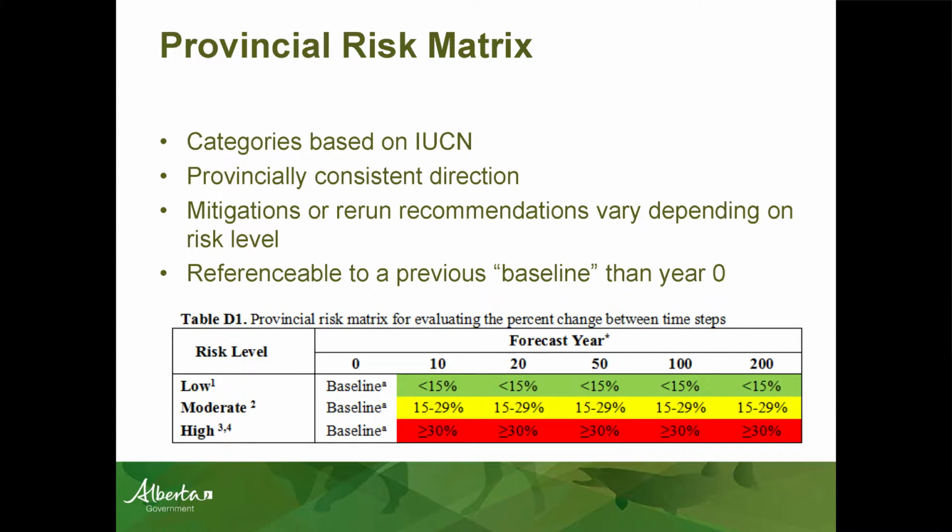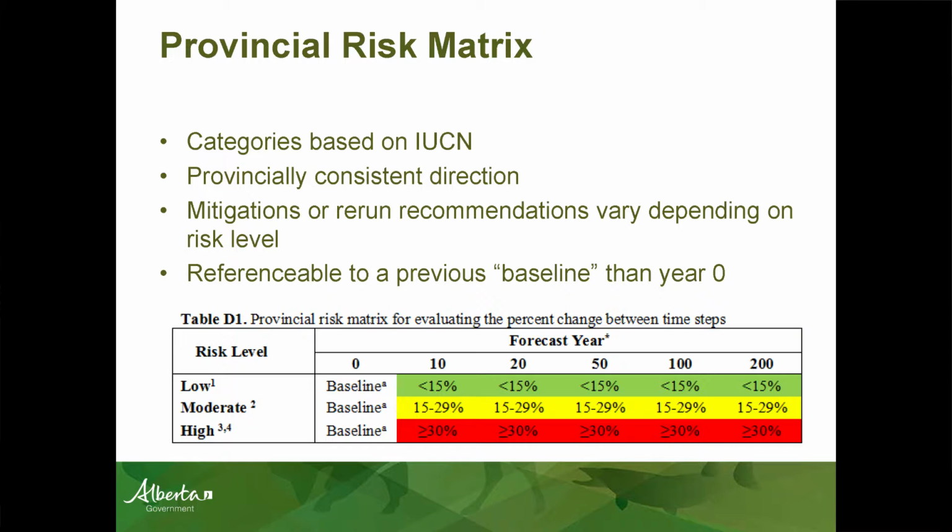And so as the non-timber committee, we had this provincial risk matrix we developed using the IUCN category, so we didn't come up with these numbers. It gives a provincially consistent direction to companies, saying try to minimize the risk, but if you can get it less than 15%, we consider that low risk for that species. And not just for year 10, but ongoing as well.